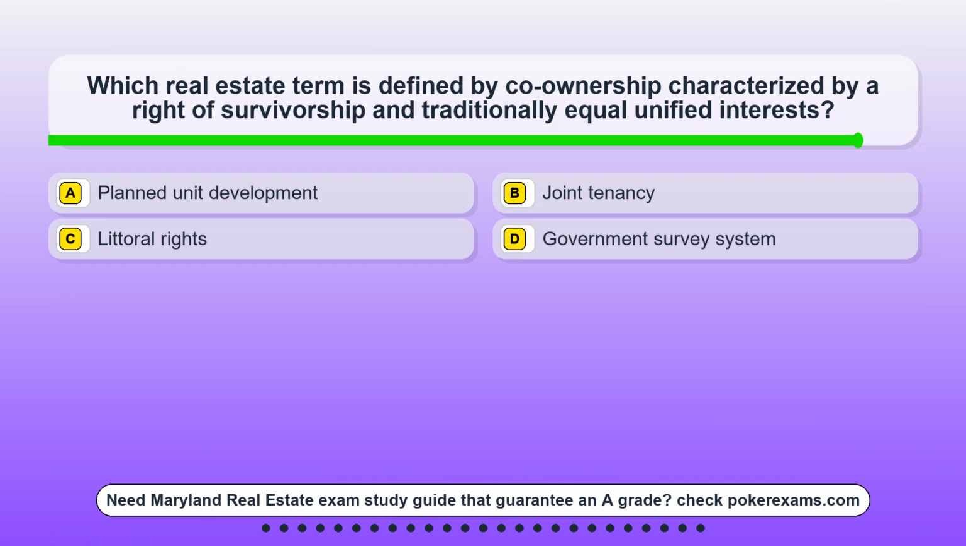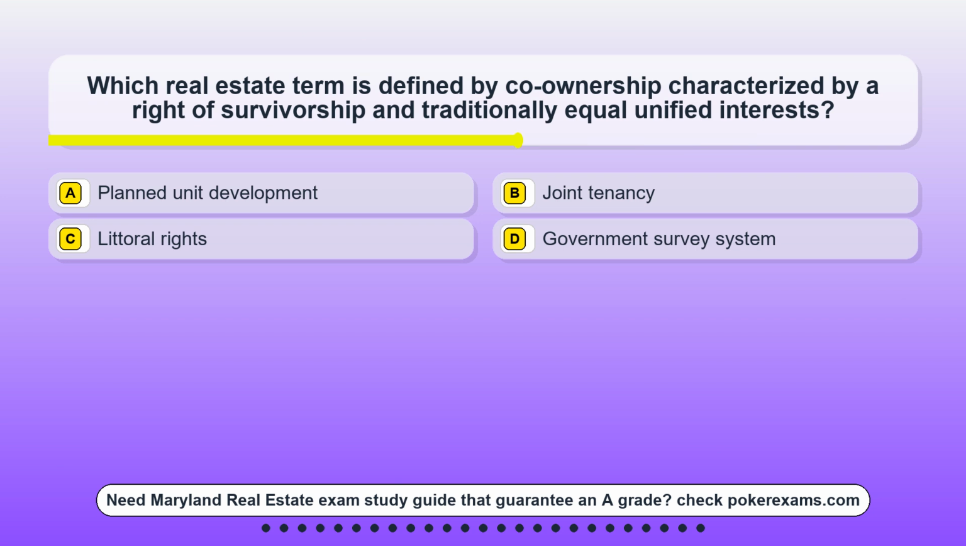Question 20. Which real estate term is defined by co-ownership characterized by a right of survivorship and traditionally equal unified interests? Option A, planned unit development. Option B, joint tenancy. Option C, literal rights. Option D, government survey system.